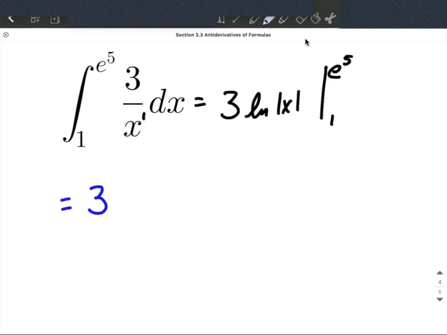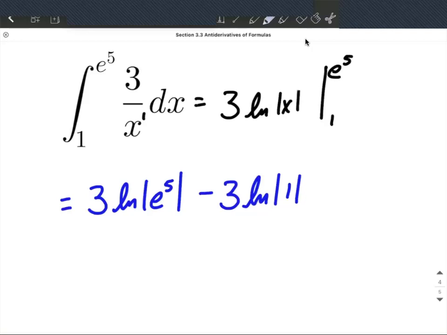So the first thing we're going to do is go ahead and evaluate it at that upper bound, e to the 5th power, and then we subtract away, and we're going to evaluate it at that lower bound, 1. Now's a nice time to remember that natural log and e to a power are inverse functions. So when you compose together inverse functions, what's going to happen is you get some nice cancellation.